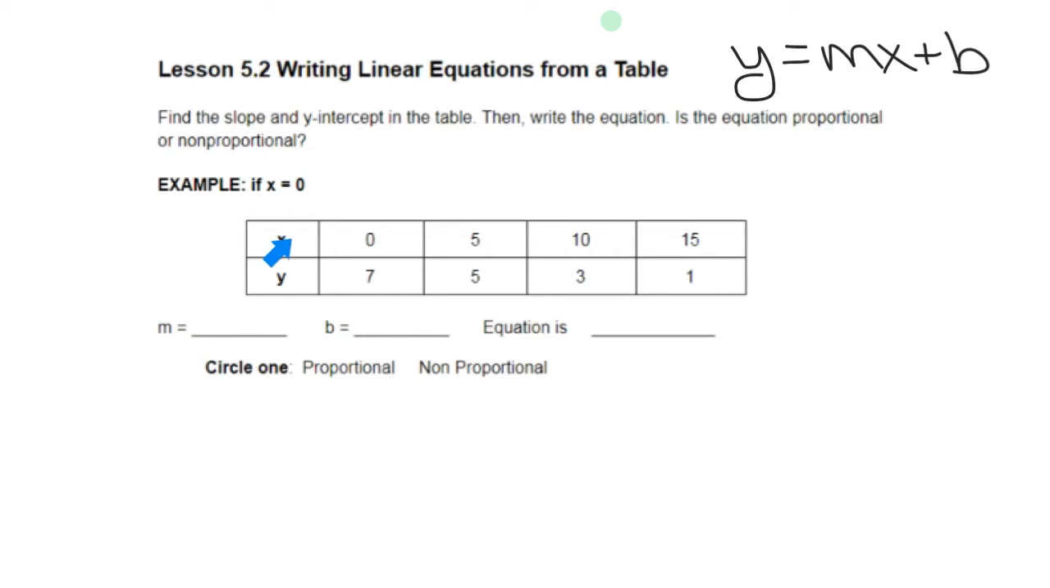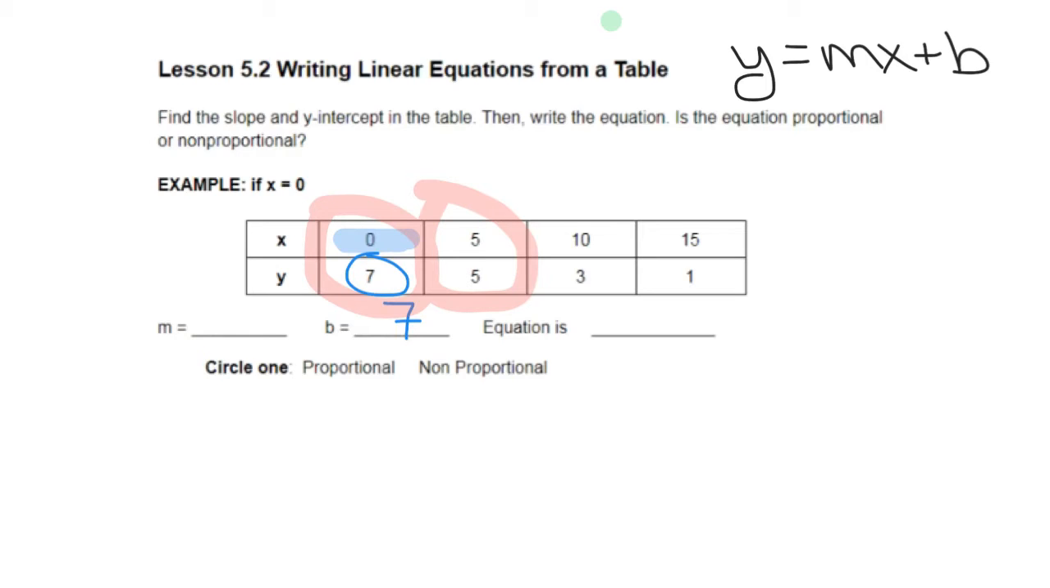This first example is going to happen if x equals 0. If you have a 0 for x on your table, the problem can be done much more quickly. Here I see that I have a 0 for x, and that tells me that the 7 is going to be my y-intercept. So I already know, just from looking at my table, that 7 is the y-intercept. Next we're going to find slope. When you find slope, you're going to want to use two ordered pairs. This is my first ordered pair, and this one is my second ordered pair.